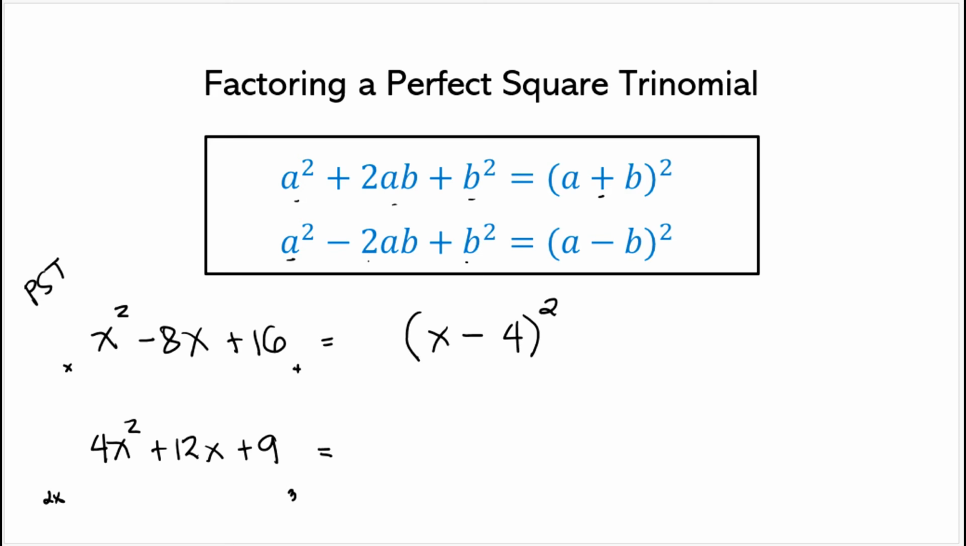2x times 3 is 6x. And when we double it, that is 12x. So, therefore, all conditions are met. So, therefore, this one is a perfect square trinomial, which can be factored out as the square root of the first term, 2x. The middle sign is plus, and the square root of the last term is 3. So, the factor of 4x squared plus 12x plus 9 is equal to the square of the binomial 2x plus 3.